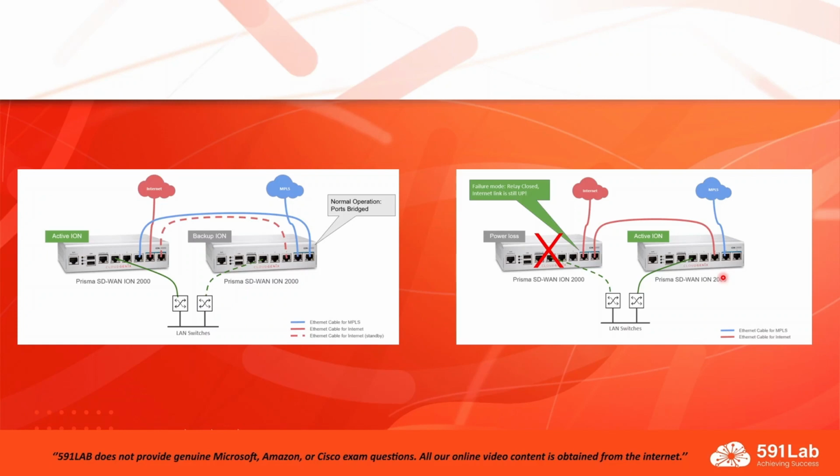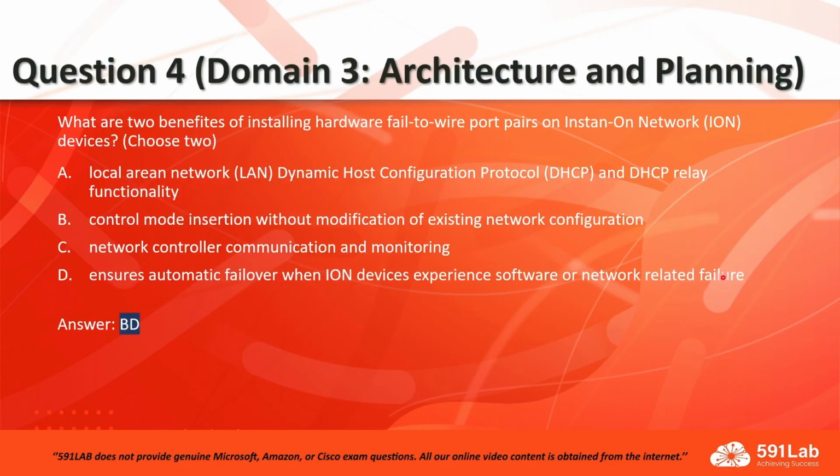Then the answer to question number 4 is as follows. B and D. B is control mode insertion without modification of existing network configuration. And D, ensure automatic failover when ION devices experience software or network related failure.